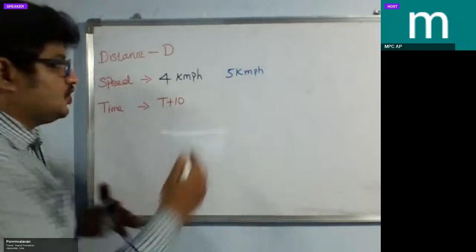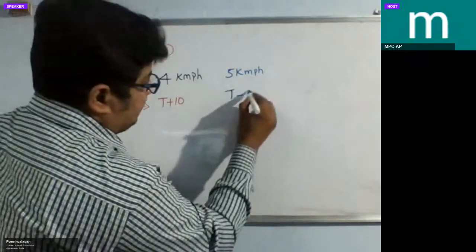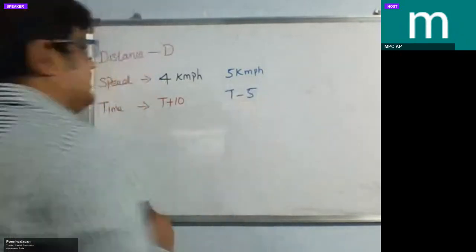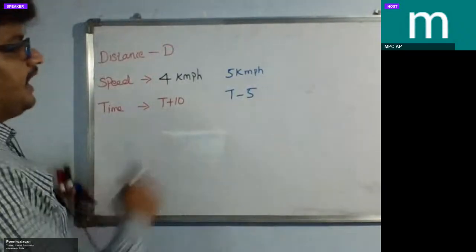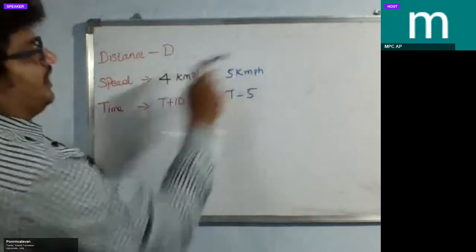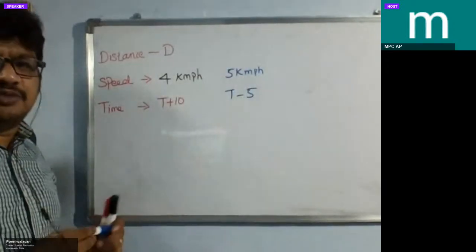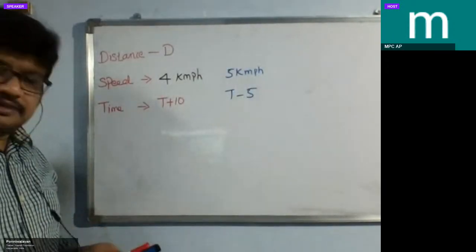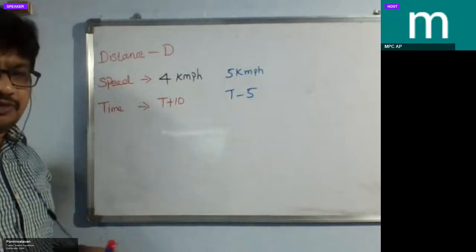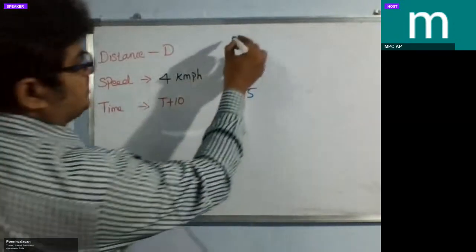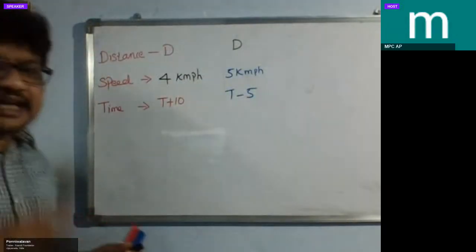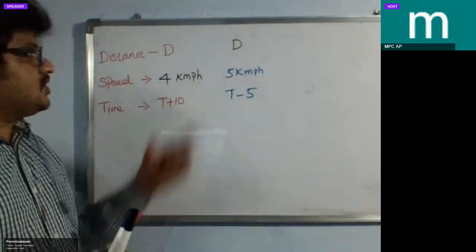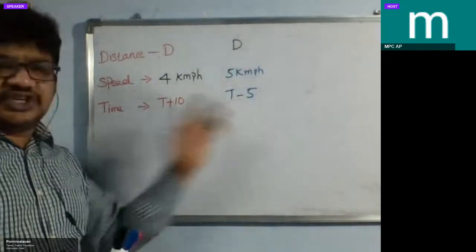Usual time he is taking 5 minutes less. Okay. And what is the distance traveled on both days? Same, D. Here there are two unknown parameters. One is D, another one is T.